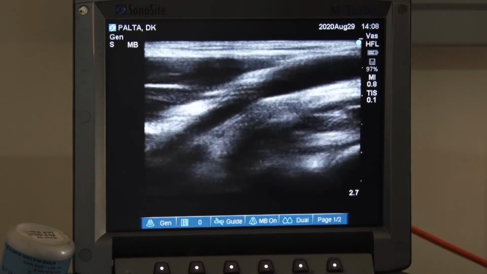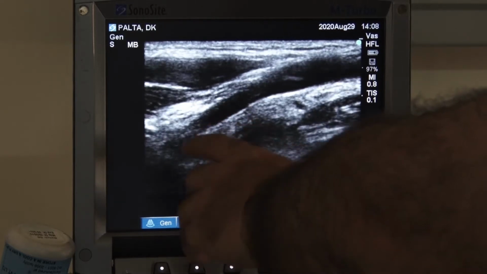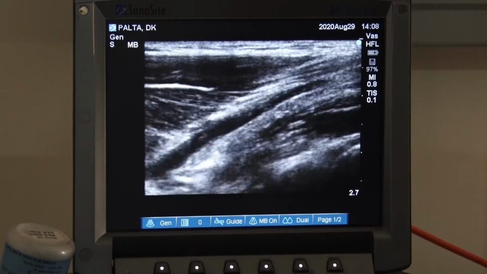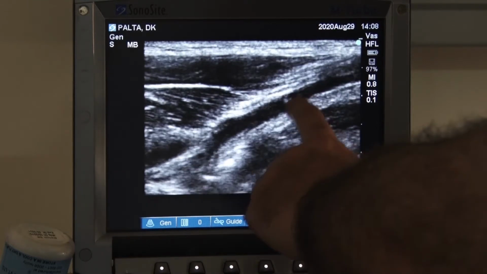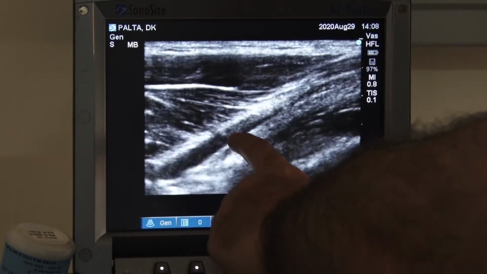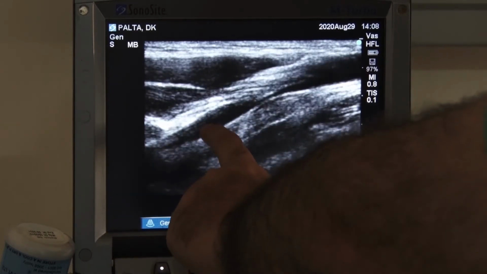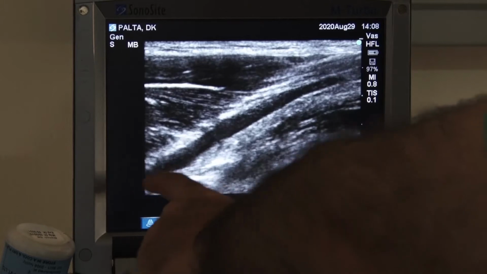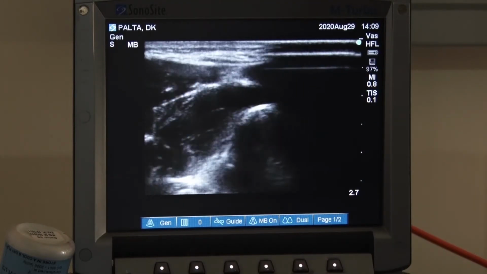So the brachial artery is breaking into two, the deep one going to the radial, and this is the ulnar. As you can see, this is the brachial artery. It goes like this, or I can see it like this. So this one is the radial artery, and this one is the ulnar. Good caliber, looks good.